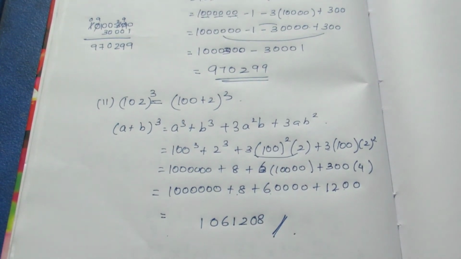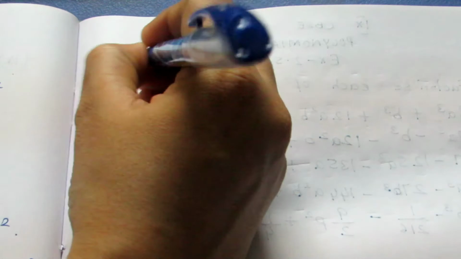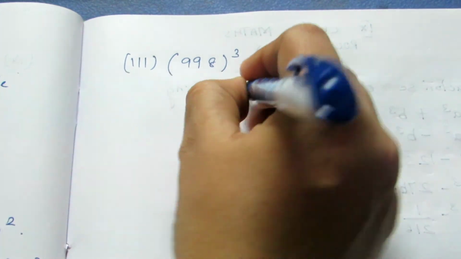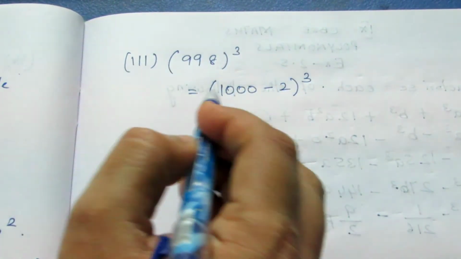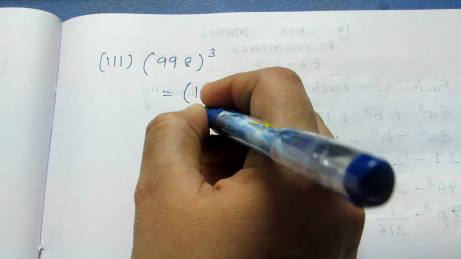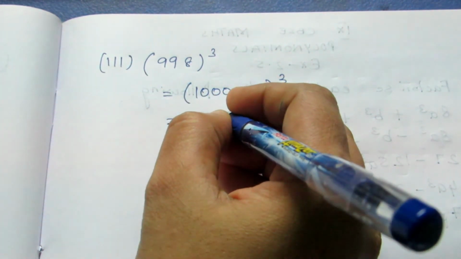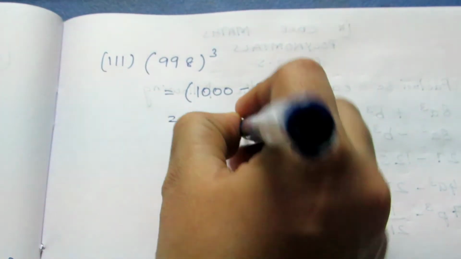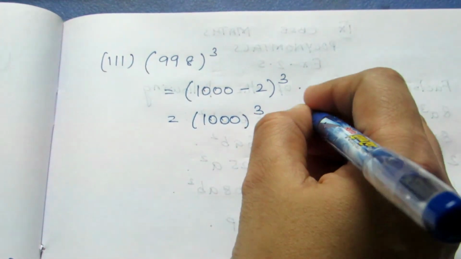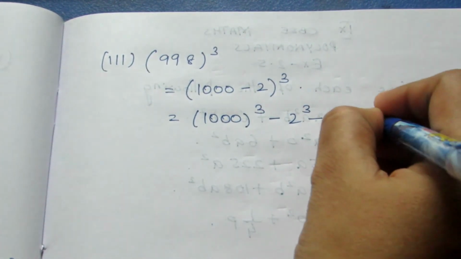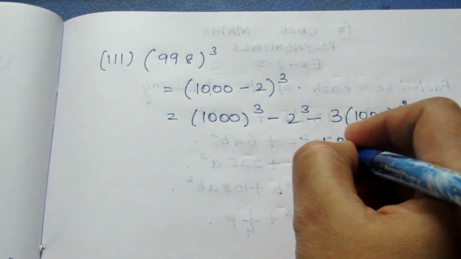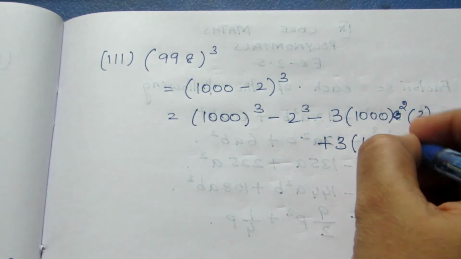We'll move on to the third one. In the third one we have 998 cube. Instead of this we can write this to be 1000 minus 2 the whole cube. Here if it's 1000 minus 2 we have 998. So it is in the minus formula. Already I have written the minus formula, so we can just solve it. A cube is 1000 cube, minus b cube is 2 cube, minus 3 into a square, b is 2, plus 3 into a b square.